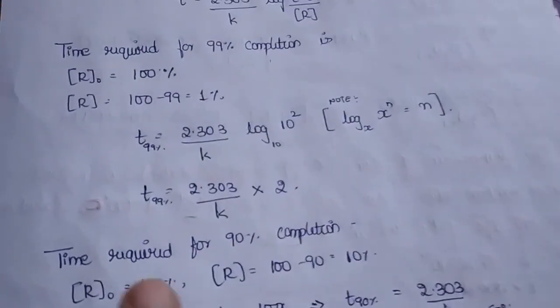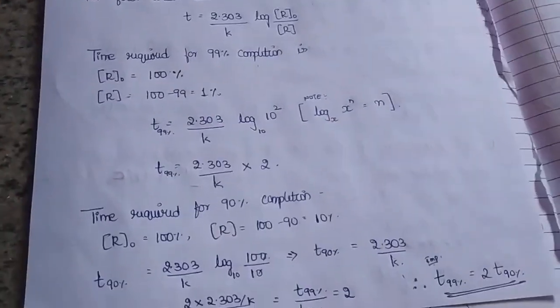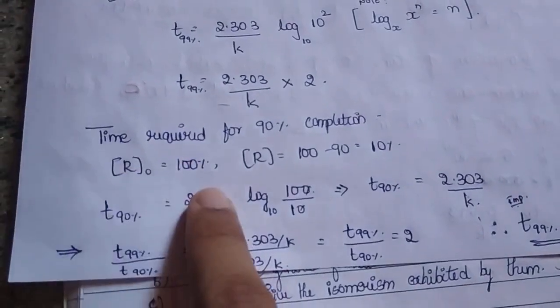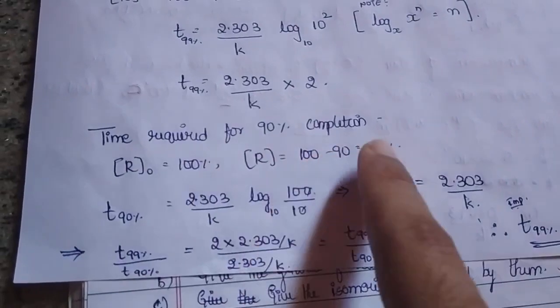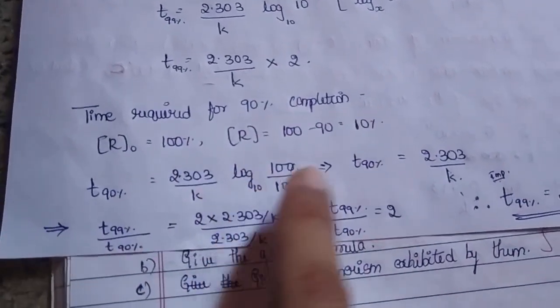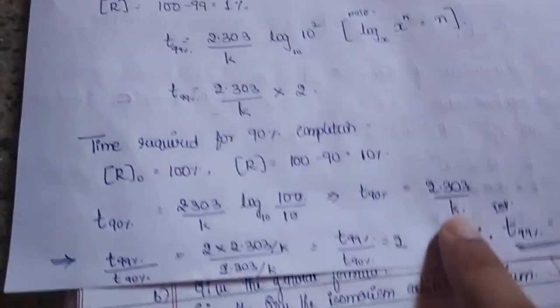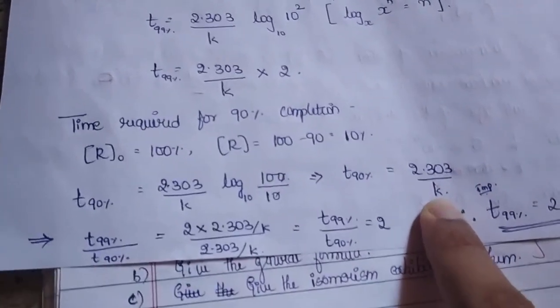Okay. So now let us do the same scenario for 90% completion. R0 will be 100, and for 90% it is 100 minus 90, that is 10. So what do we get? 10 to the power of 1. So what is t90? 2.303 by k. Here we get to know the answer.